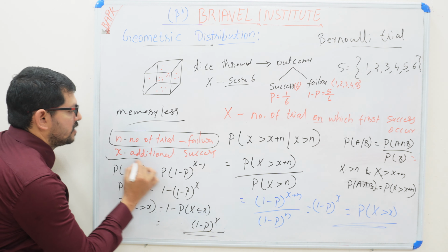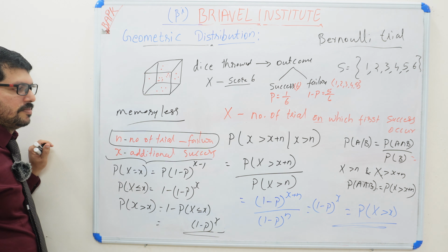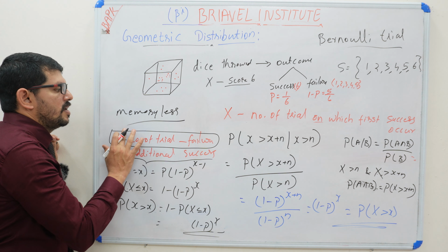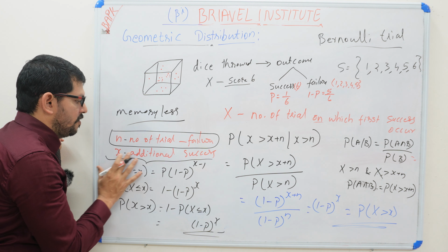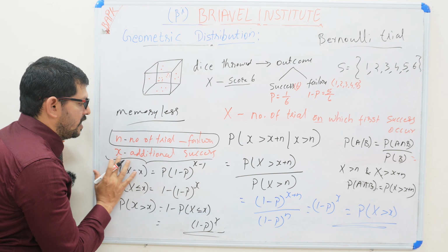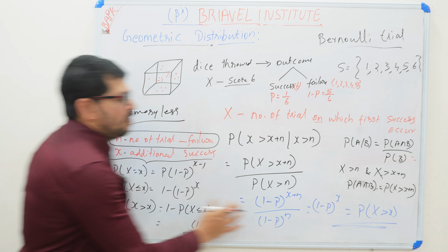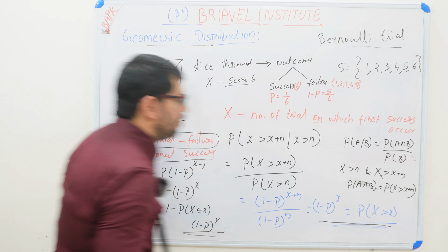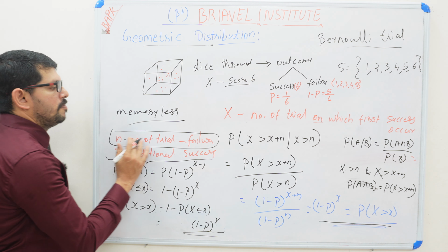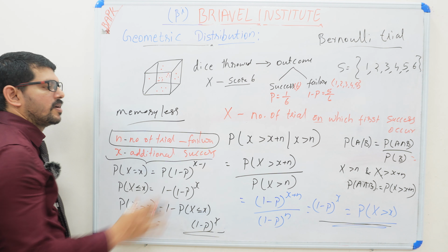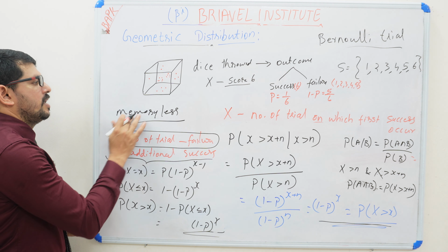We are considering x additional trials being required. So what happened in the previous case, we are not taking here. Now we are taking the same probability for the number of additional trials only. That alone is considered for the probability. The old case, where n trials failed, we are not considering. That is why it is memoryless.